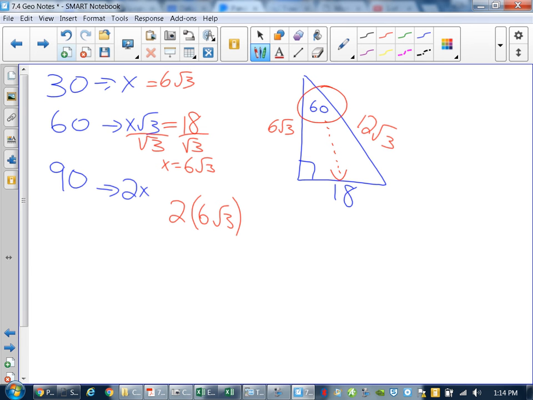We're using simplified radical form. These are exact answers. There are no decimals. Okay? Let's try another one.